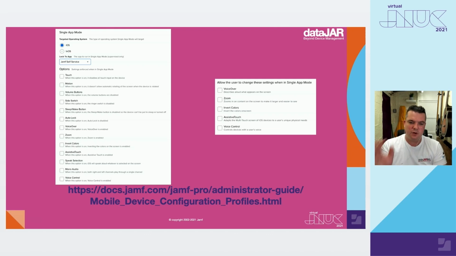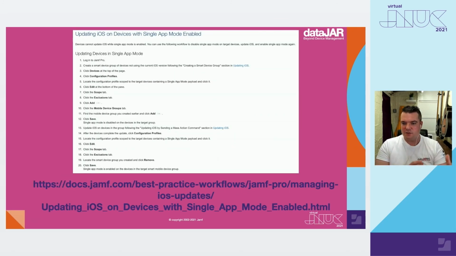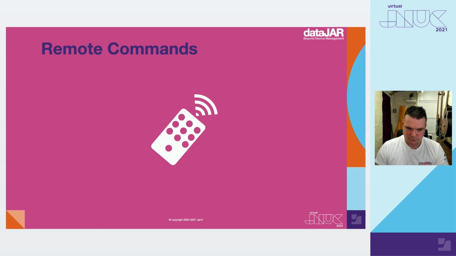You deploy the app on the device, you deploy the payload profile here, and then you get to choose what options you want to make available to people. But updating a device when it's in this state, iOS or the application, there's a workflow that you need to look at. This is for Jamf about the iOS updates, but you need to basically take the device out of single app mode, do the iOS update, and then bring the application back in single app mode.